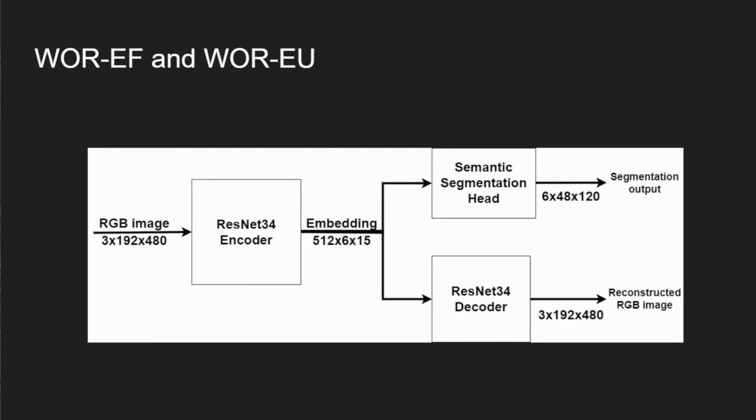For the last two models, VOR-EF and VOR-EU, we introduce a new autoencoder training step performed prior to the visuomotor training step. In this training step, we train a ResNet34 encoder on both semantic segmentation and image reconstruction, using a highly relevant dataset containing images and semantic segmentations from the CARLA simulator. For more information regarding this dataset, please see our thesis.